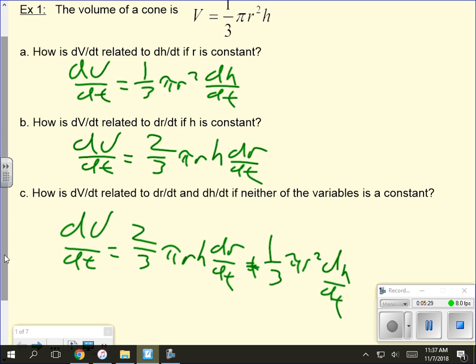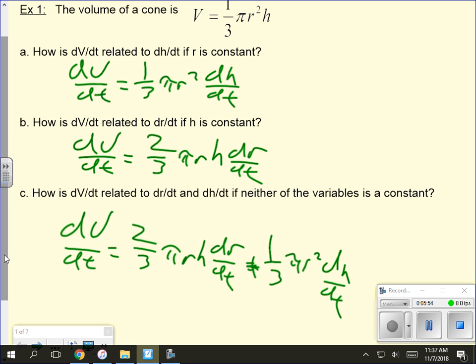I'm adding sand at a constant rate because the conveyor belt's moving at a constant rate. How fast is the radius and the height changing accordingly? I can relate how one thing changes to how something else changes. That's the whole idea of today's lesson. One thing changes, how does that affect something else?